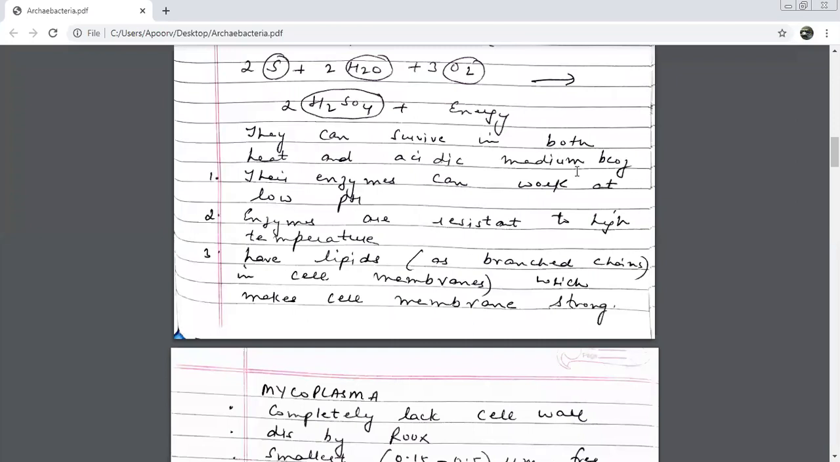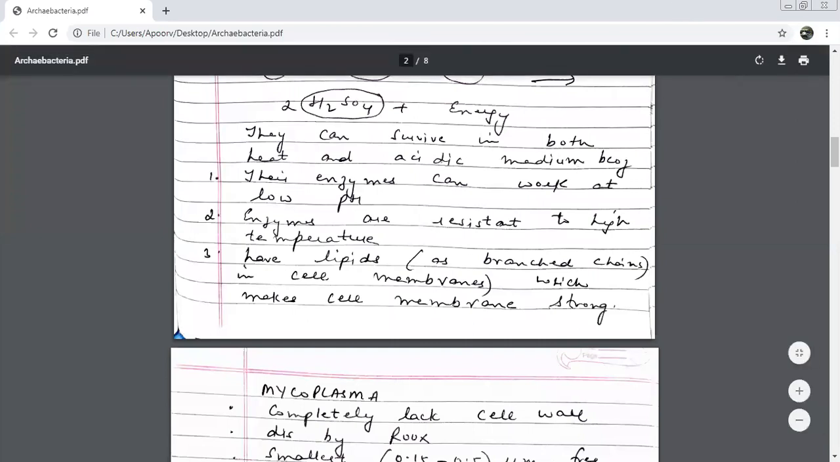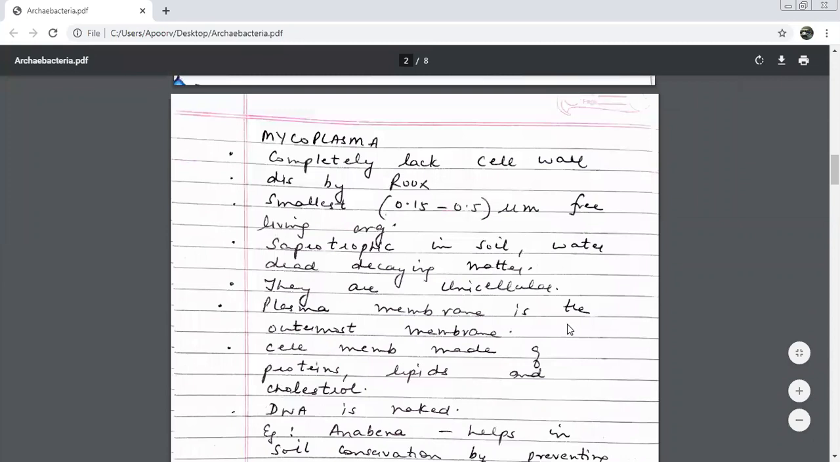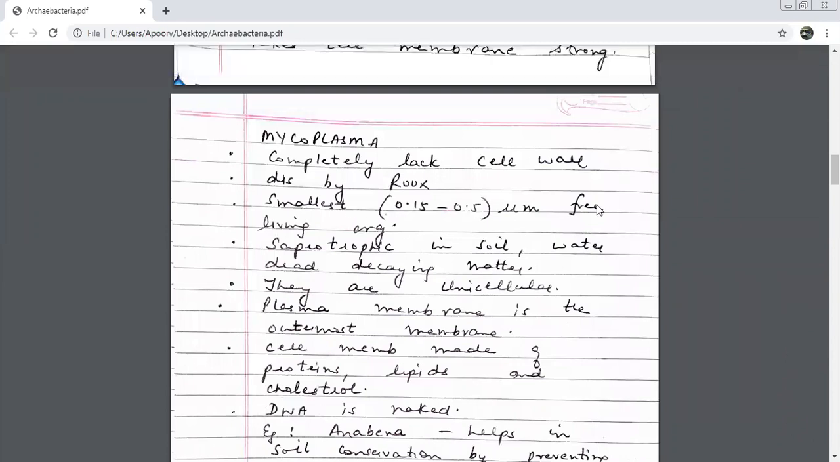Okay, let's move further now. We'll move on to the last member of this kingdom, that is PPLO. I had already told you, they are also known as mycoplasmas. They completely lack a cell wall, number one. They were discovered by Roux, R-O-U-X.